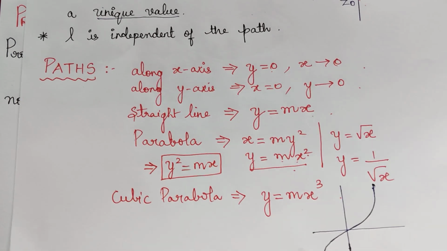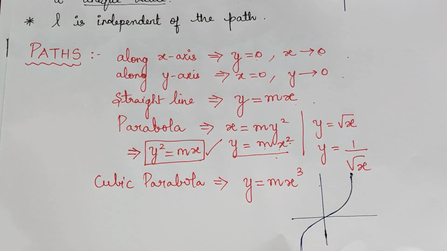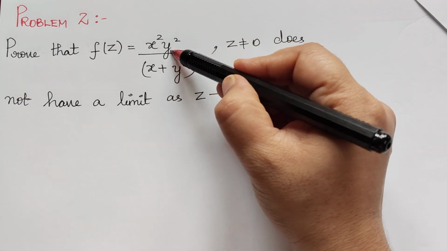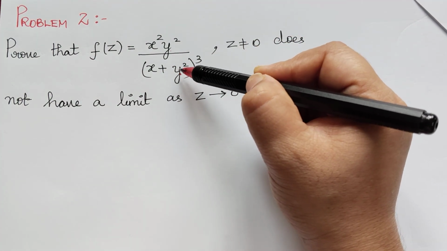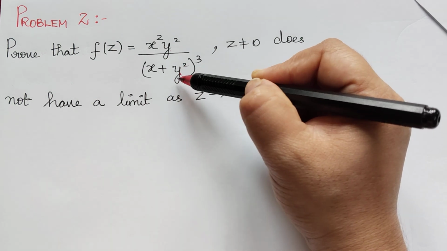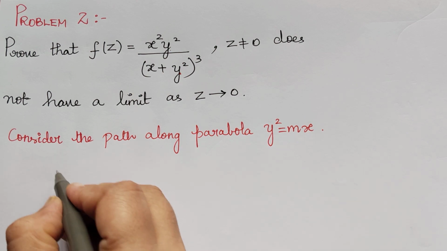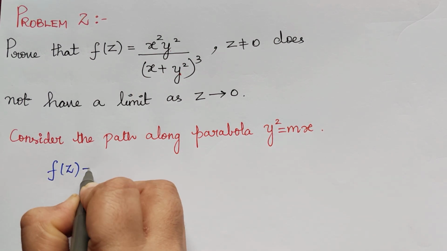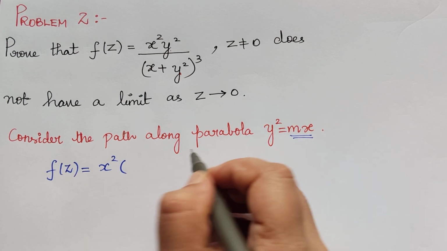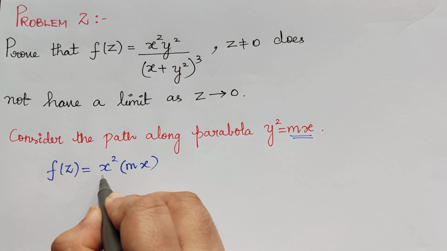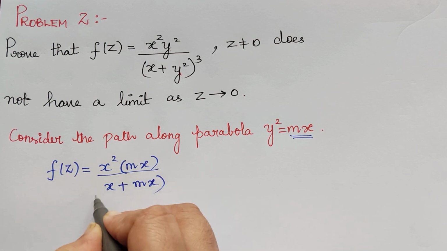So the path that we will be considering will be a parabola y square equal to mx. The reason is we have y square in this term, and here also we have y square. So it can be easily replaced as mx. So we are going to consider a parabola y square equal to mx as the path. So along this path, f of z will be equal to x square multiplied with, now y square is taken as mx, divided by x plus y square, which is mx, the whole cube.